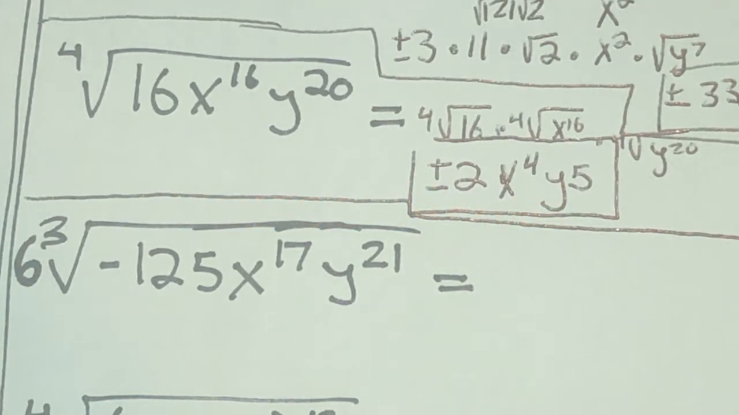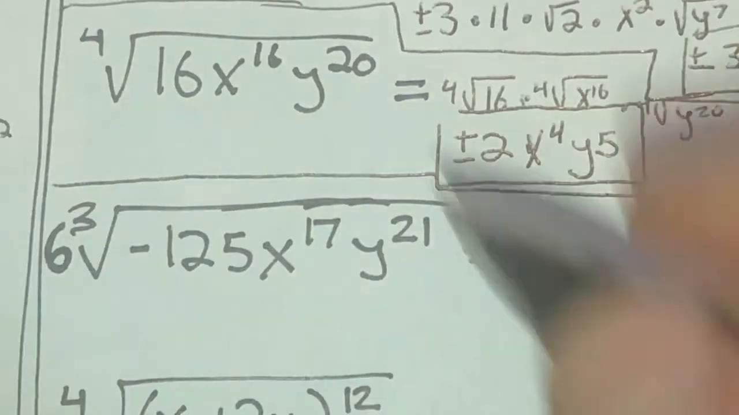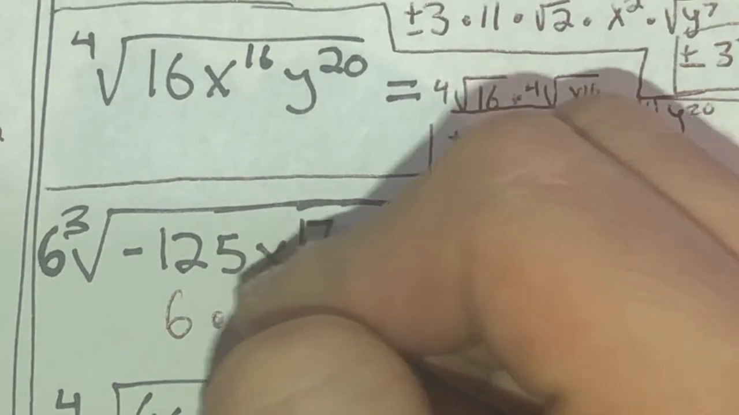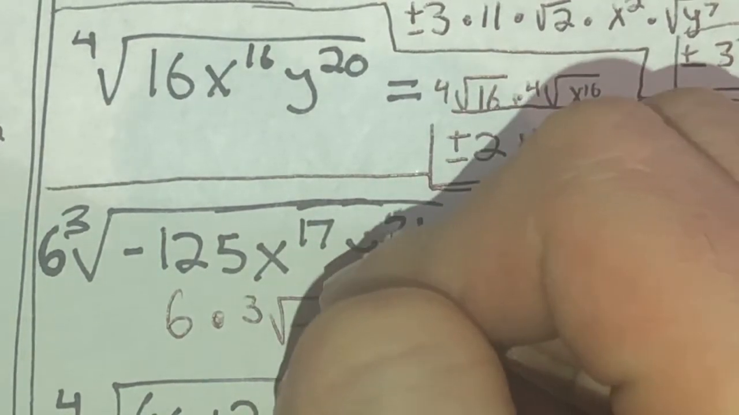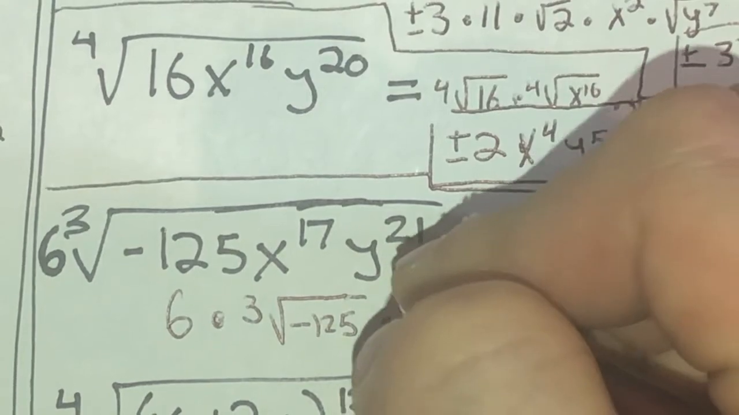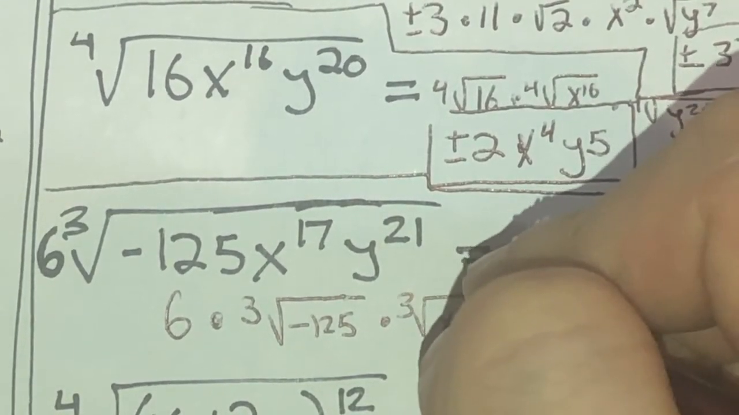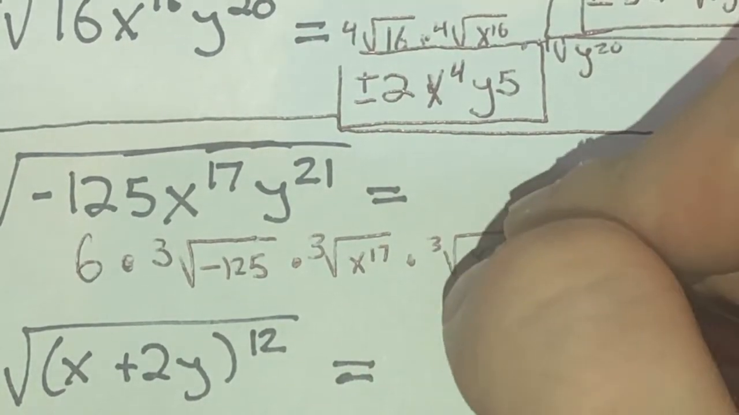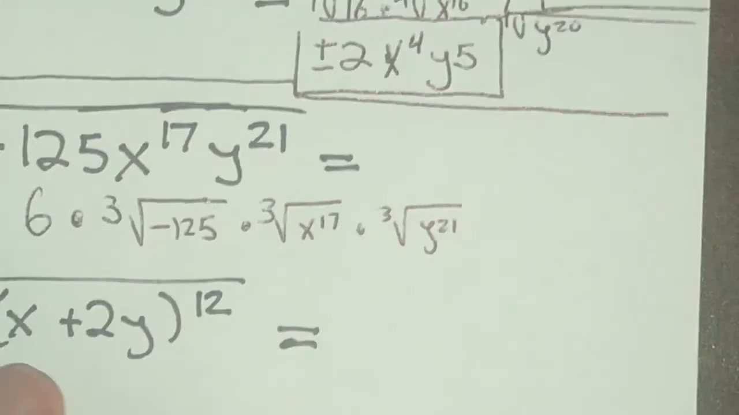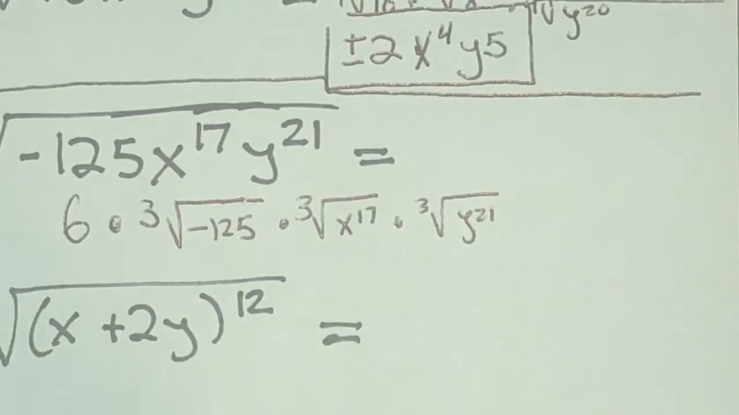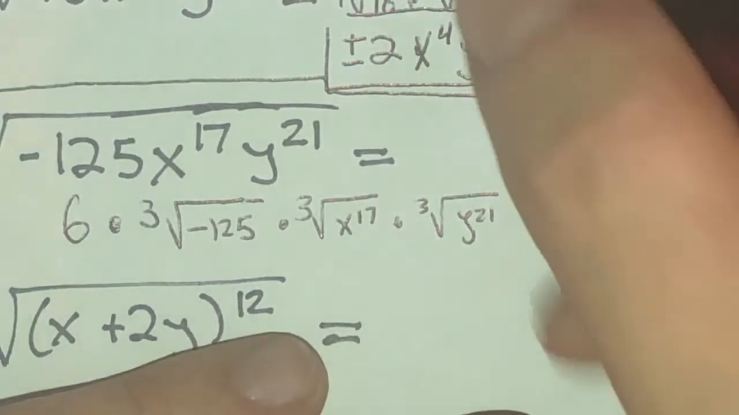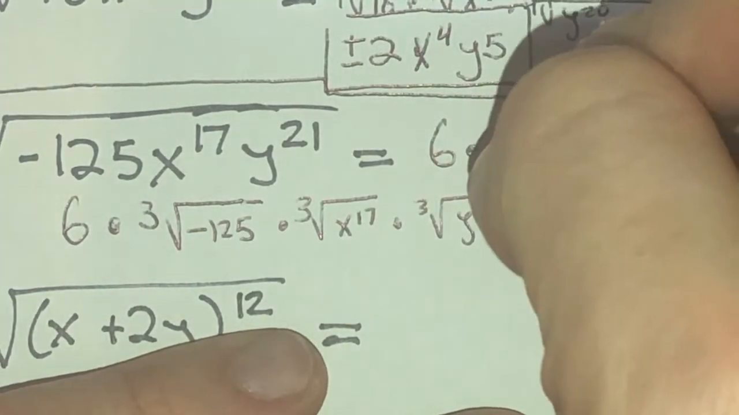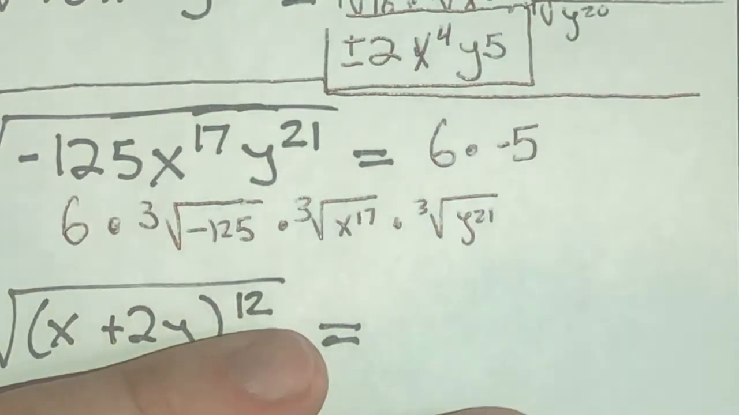So here's what we got. We're going to break this up piece by piece, all right? So drop in my negative 6, all right, times the cube root of negative 125, okay, times the cube root of x to the 17th, okay, times the cube root of y to the 21. Now, here I go. Does negative 125 have a cube root? Yes. Okay, so I'm going to do negative 6 times, what's the cube root of negative 125? It's negative 5, all right?